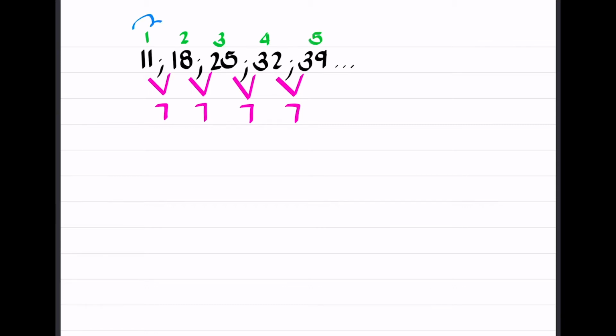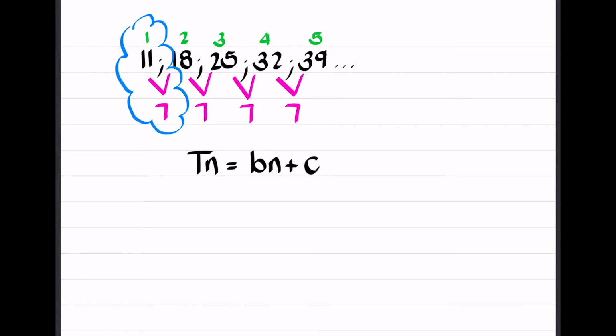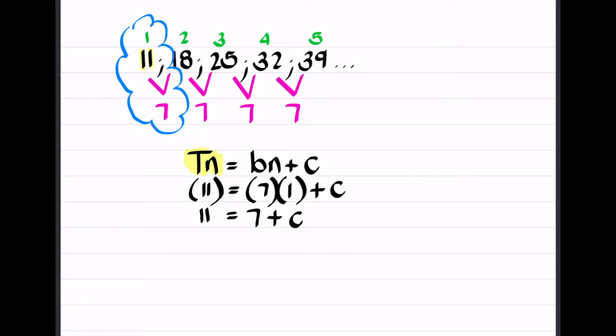So now that I have my difference, I'm just going to work with the first term information. I'm going to substitute this into my formula, Tn is equal to Bn plus C. The term value is 11, so 11 is equal to my B value, which is 7, multiplied with my n value, which is 1, plus C. So I have 11 equal to 7 times 1, which is 7, plus C. Therefore, C is equal to, the 7 will go across, 11 minus 7, which is 4.